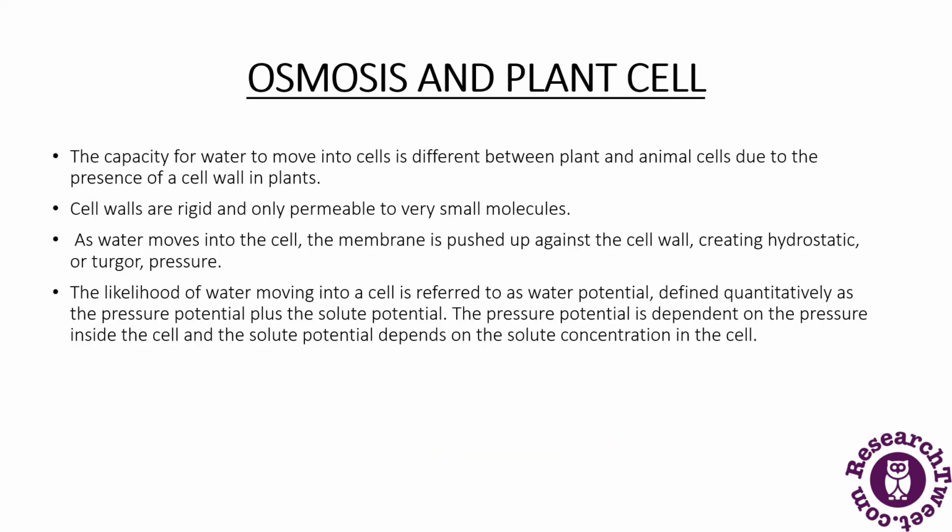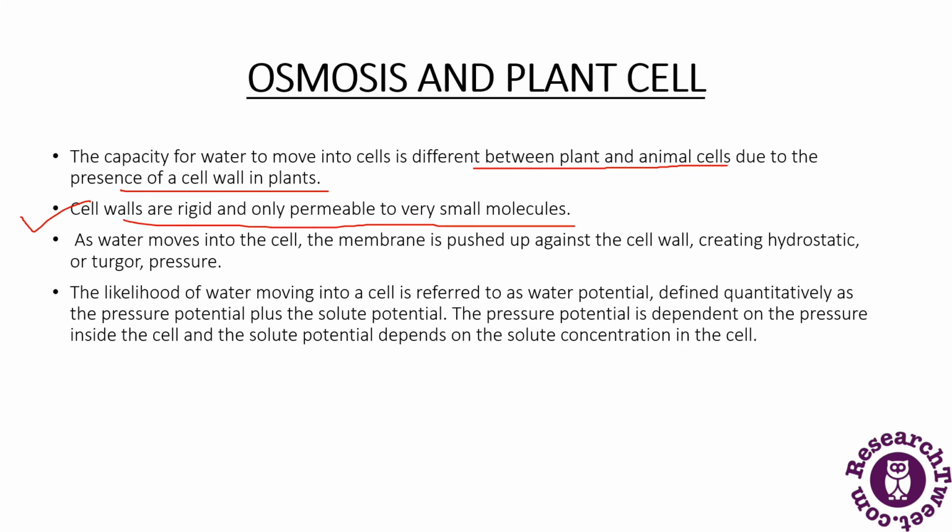Then osmosis and the plant cells. We are focusing mainly on the plant cells. The capacity for water to move into the cell is different between plants and animals due to the presence of a cell wall. The main difference is that plant cells have cell walls while animal cells have only the cell membrane. They do not have the cell wall. So the capacity to move water into the cell is also different here. Cell walls are rigid and they are only permeable to very small molecules.